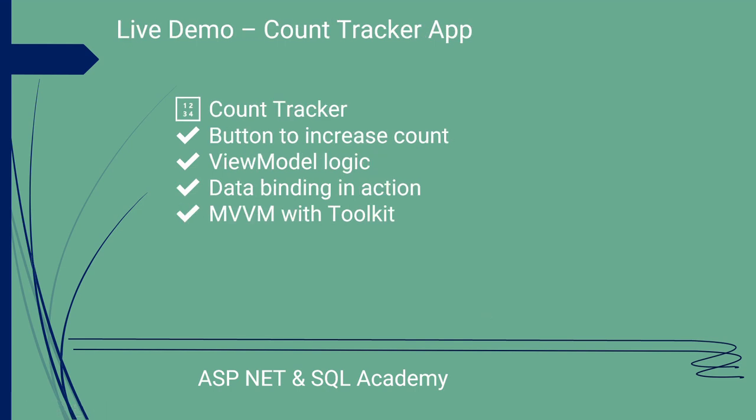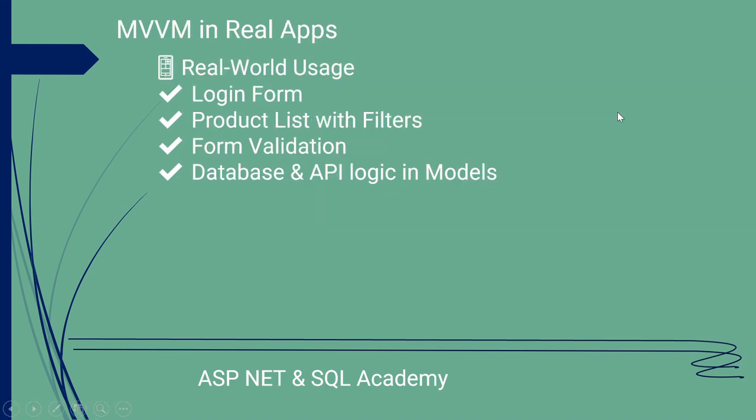Let us look at a real demo. The Count Tracker app. It uses all the MVVM concepts we discussed: binding, observable properties, and commands. In production apps, MVVM is used in login flows, dashboards, data entry forms, and API integration. It scales very well.